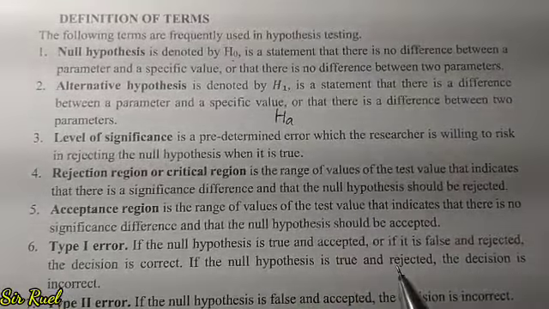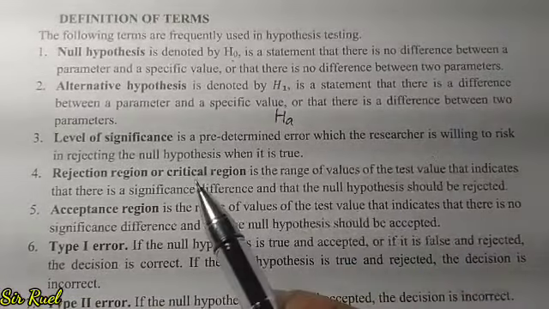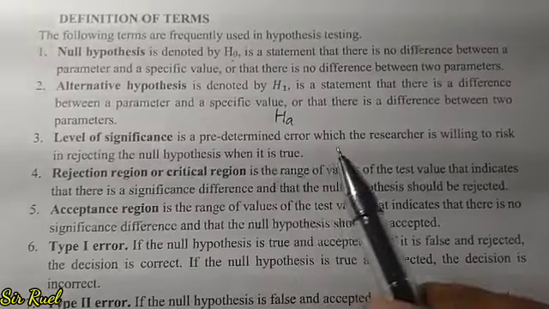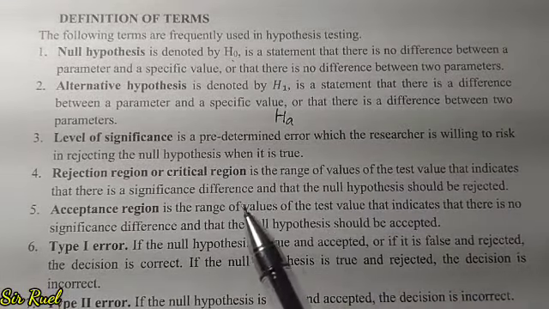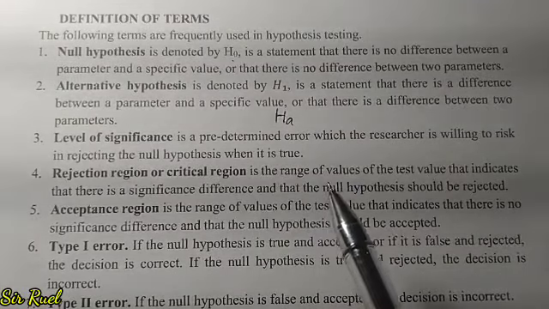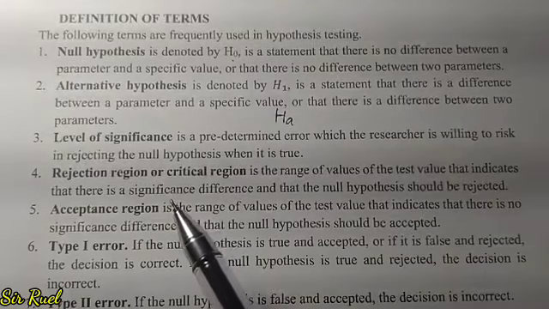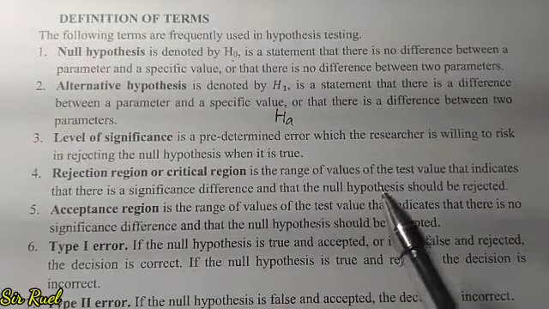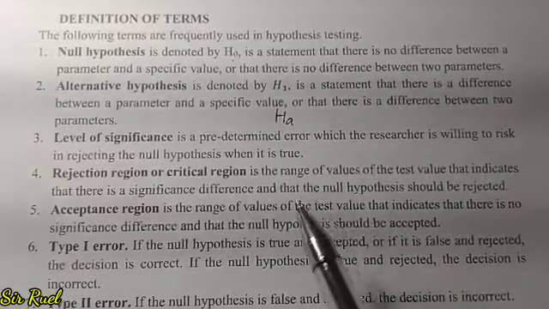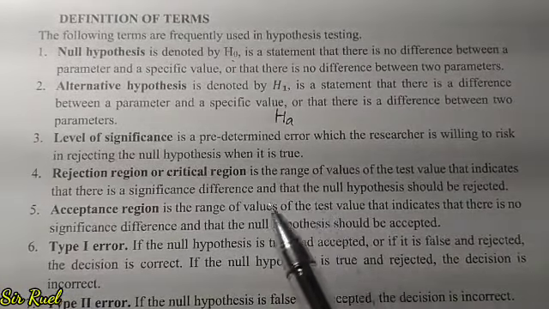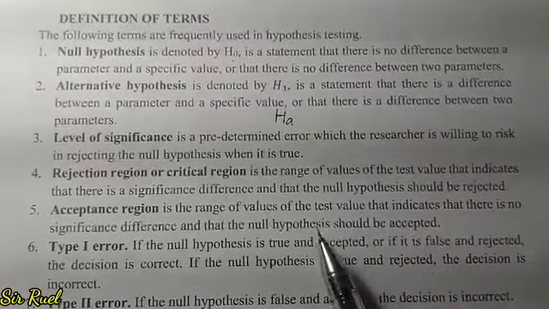Next, we have the level of significance. It is a predetermined error which the researcher is willing to risk in rejecting the null hypothesis when it is true. Okay, so later on we will discuss it. Then we have the rejection region or critical region. It is the range of values of the test value that indicates that there is a significance difference and that the null hypothesis should be rejected. Okay, so range of values siya. Nagsabi na there is a significance difference at dapat i-reject yung null hypothesis, no?